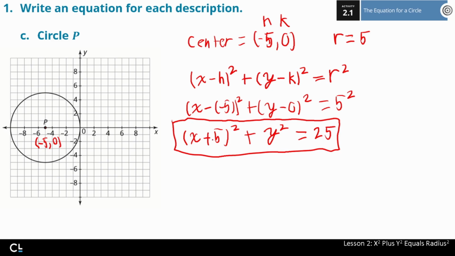So next to this x is a plus 5. When we're in parentheses like this in our equation, we have to think opposite. So instead of a plus 5, we're thinking negative 5. There's my negative 5. And next to this is nothing, aka 0. So negative 5, 0. There's my x and y coordinates.